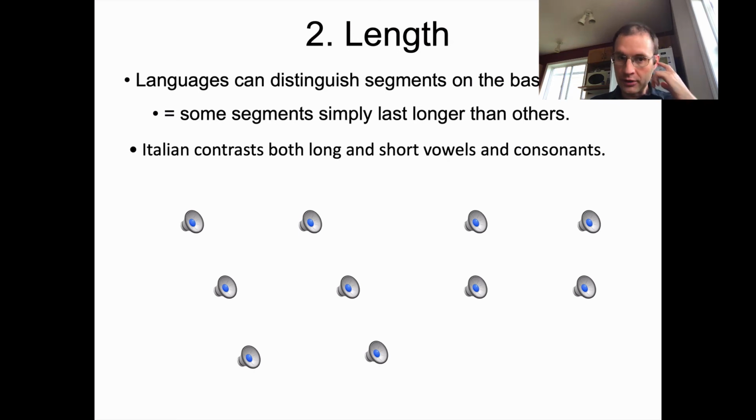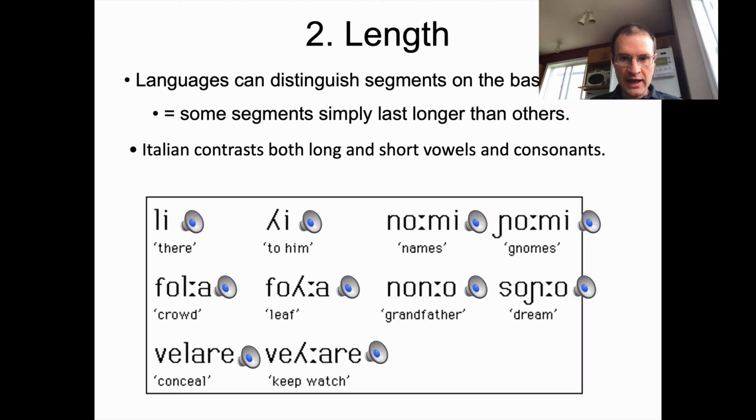And the first one is from Italian, which contrasts both long and short vowels and long and short consonants. So I've got some examples of an Italian speaker doing this sort of thing. Italian has some sounds which we don't have in English as well. So it's got a palatal lateral, which is represented with this symbol. You don't need to memorize this for this class, but just so you know. It's also got a palatal nasal, which is represented with this symbol.